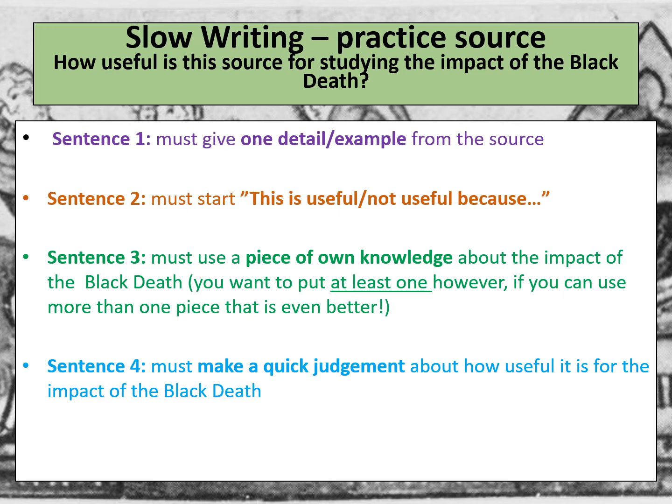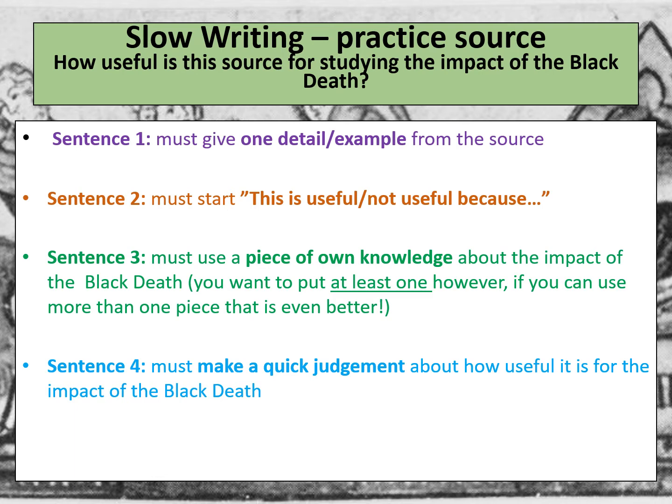For example, sentence 1. Here you must give one detail/example from the source. Then, sentence 2 must start with the phrase, this is useful or not useful because. Sentence 3 must use a piece of own knowledge about the impact of the Black Death. You want to put at least one piece of own knowledge here, however, if you have more than one, that is even better. Sentence 4 must make a quick judgment on how useful the source has been for studying the impact of the Black Death.